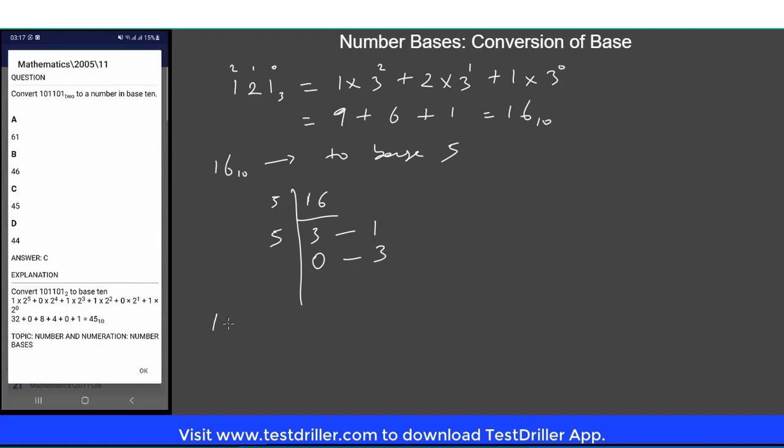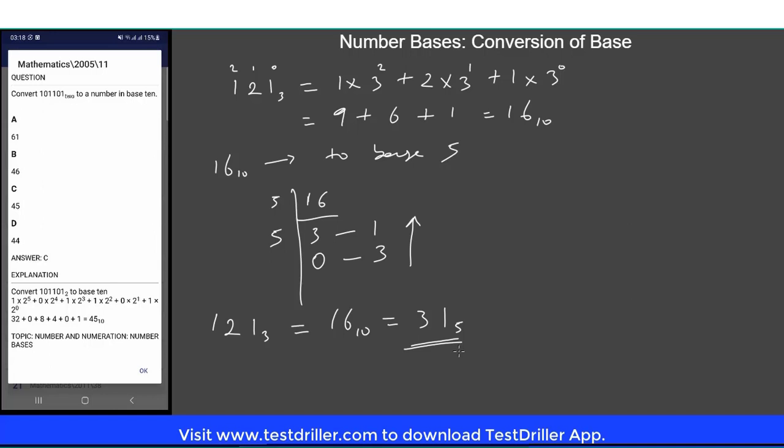So we can now say that 121 in base 3 is equal to 16 in base 10, which is equal to 31 in base 5. So this is how you convert from any other base to any other base. So you first convert to base 10 before you convert to the other base.